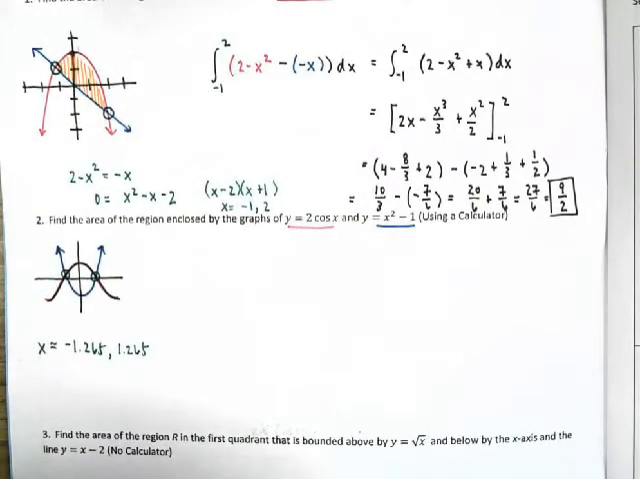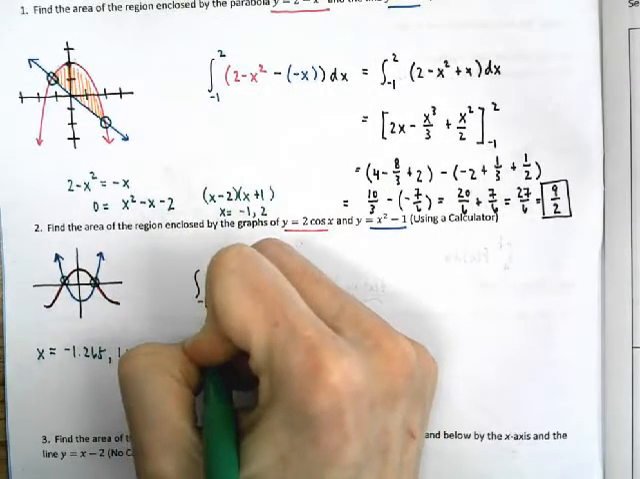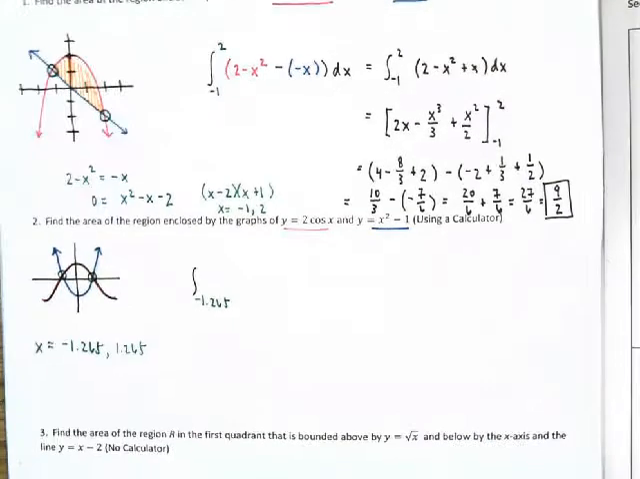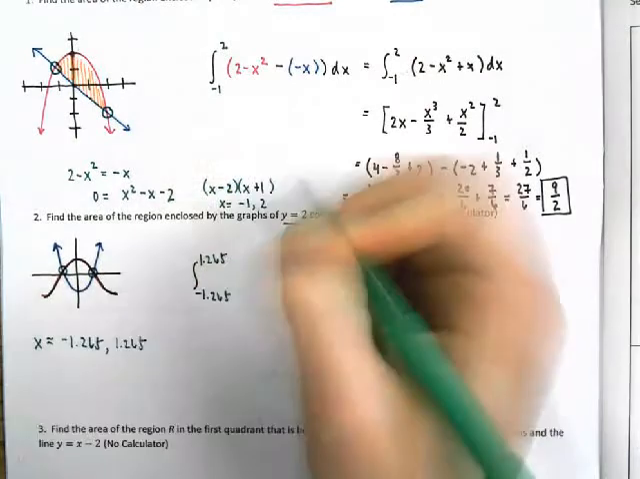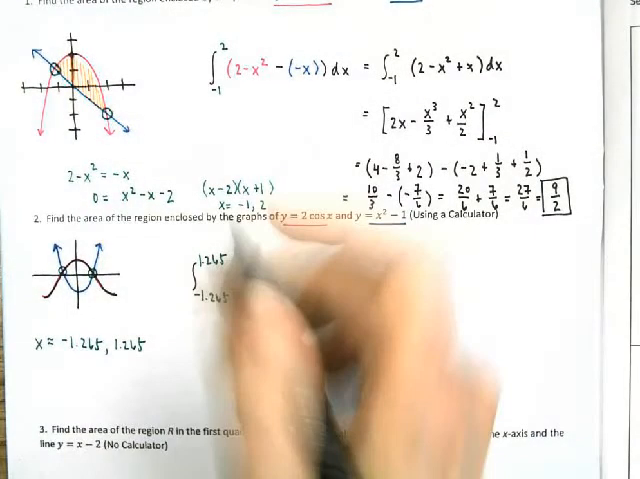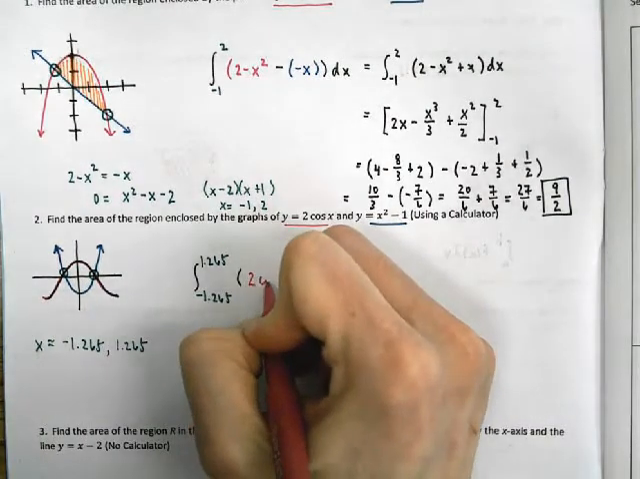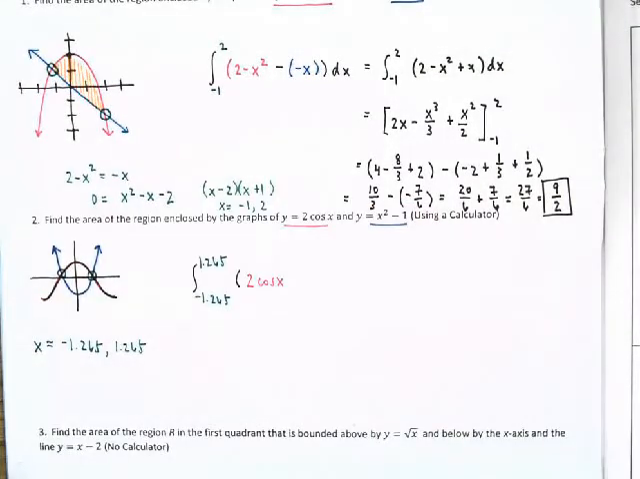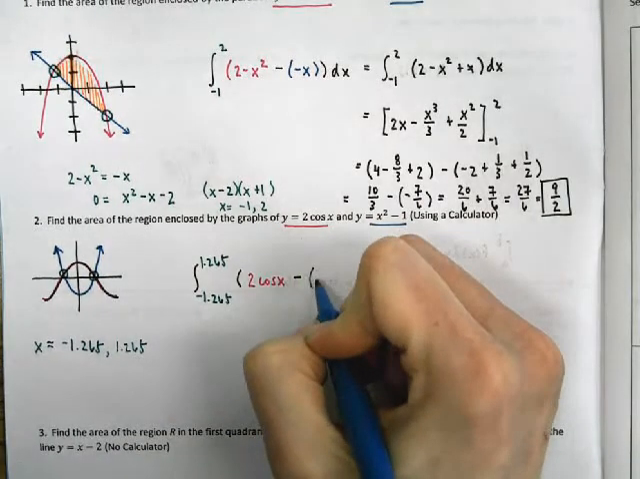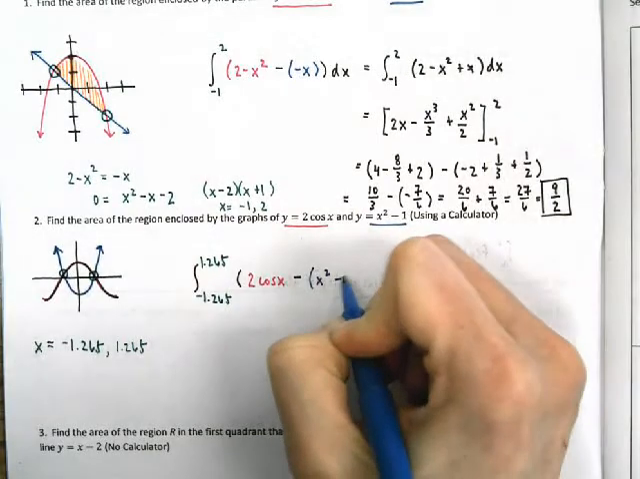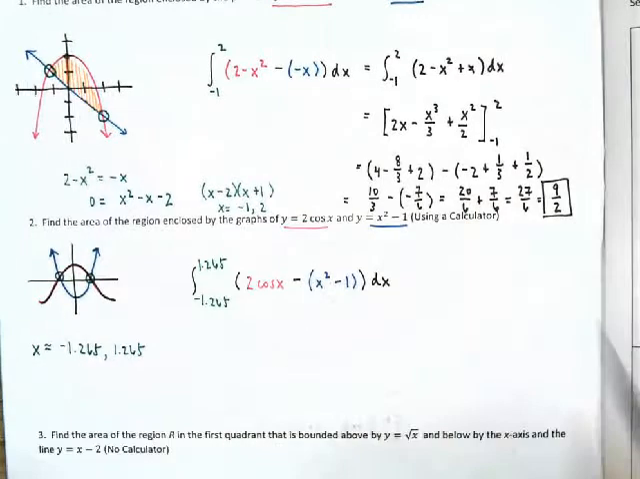So now we're going to integrate. I know my intersection points are negative 1.265 to 1.265. I'm integrating my top function, again, is our cosine, so 2 cosine of x. And I'm subtracting, again, I'm going to use parentheses, my bottom function, which is x squared minus 1. Close that off with my dx.